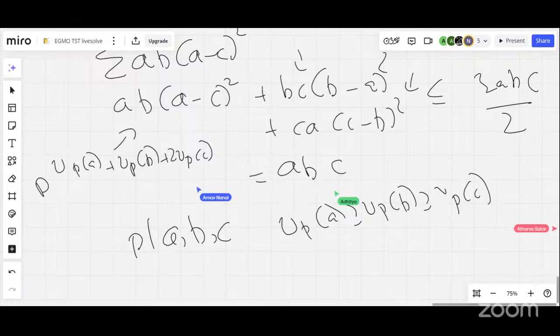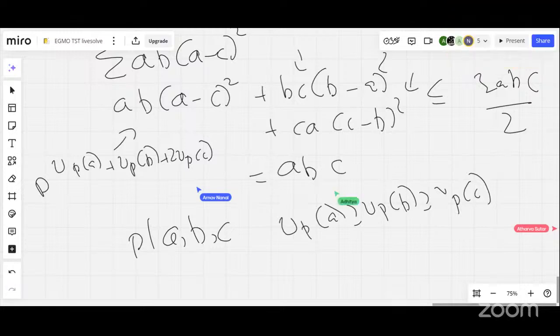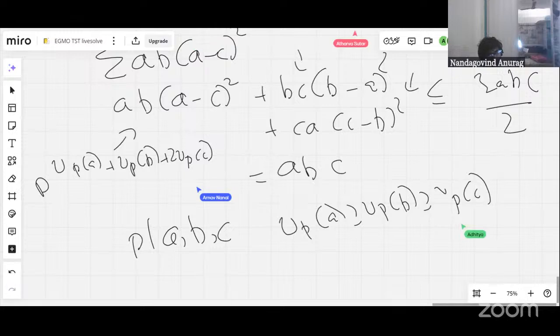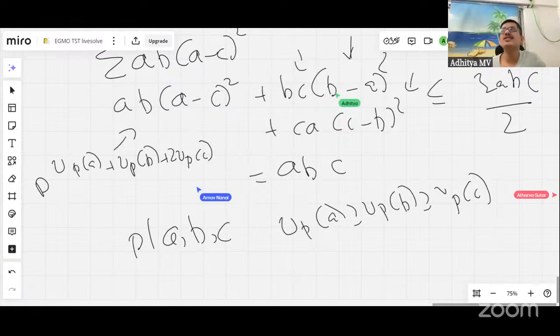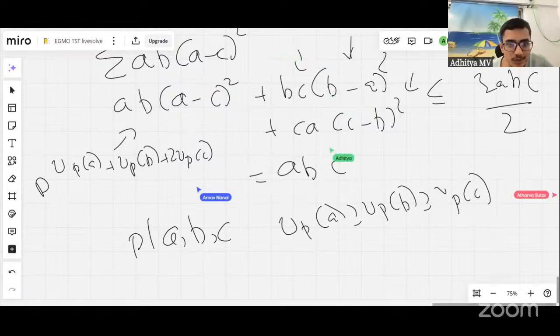The terms just have too high VP. That's the point. Wait, how can I start with the second term? That's just VP of A plus VP of B plus 2 VP of B. Sorry, if second, VP of B plus VP of C plus 2 VP of B. We don't have, no, we can't say that. I think it's still VP was too low or something. Like, these two VPs are greater than the VP of ABC.